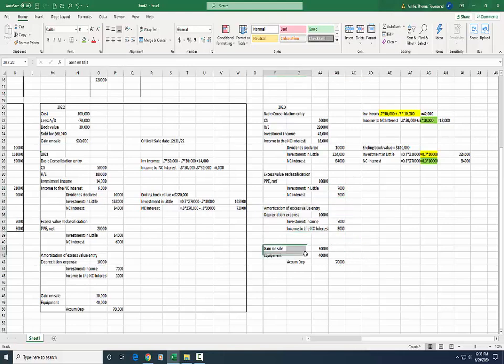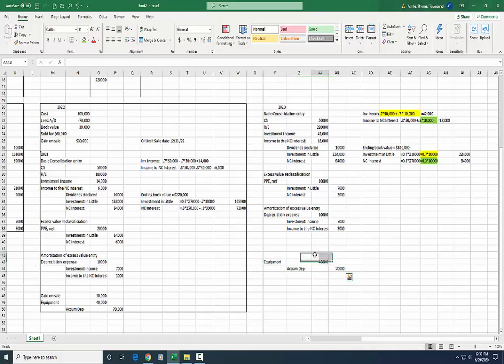Okay, now we come to this intercompany transaction. Now, last year, we eliminated the gain on sale in the elimination entries. So we don't want to eliminate the gain on sale again this year because there is no gain on sale this year. So we still have to restore the equipment and its accumulated depreciation to its correct value.